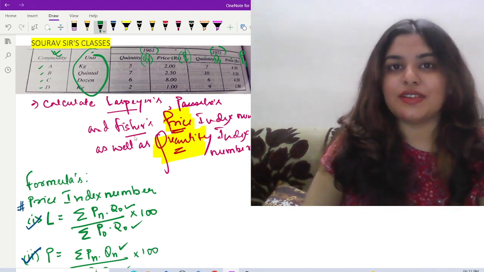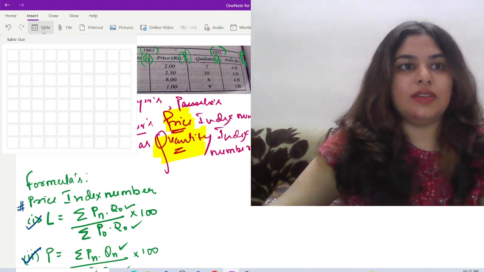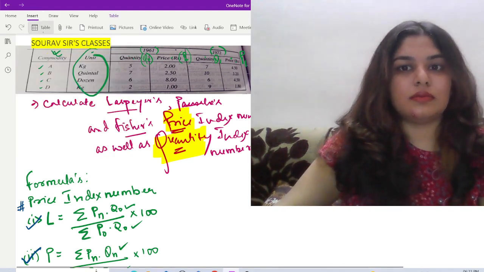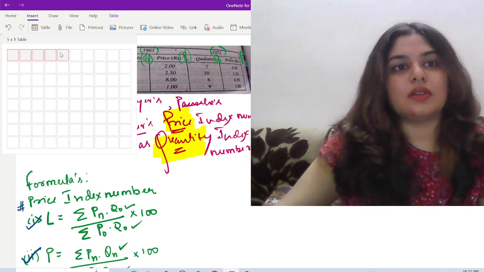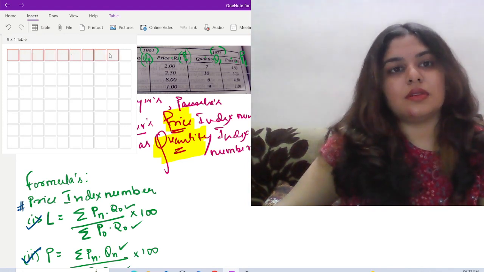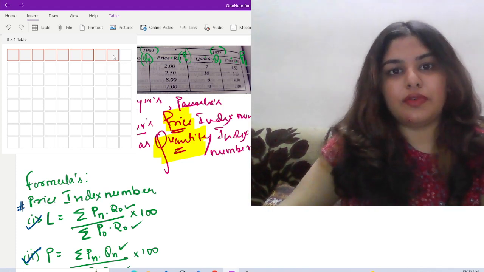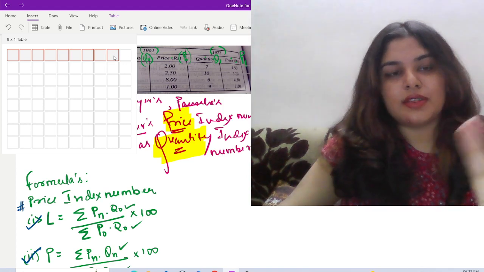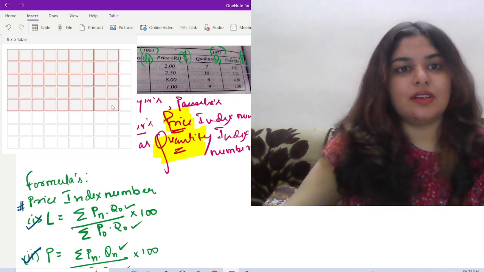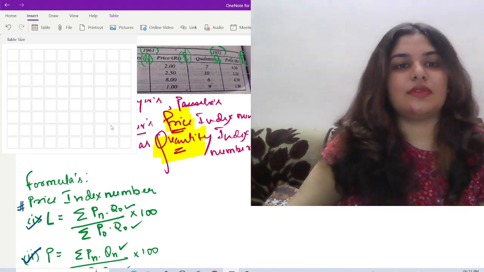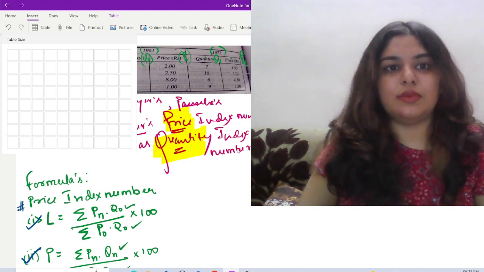So 5 plus 4 is equal to 9 columns, right? So let us insert a table with 9 columns. And let us take how many rows? We need 1, 2, 3, 4, 5, 6, that is 4 to 6, and 1 for the summation, 7. So 1, 2, 3, 4, 5, 6, 7. So this is our table.